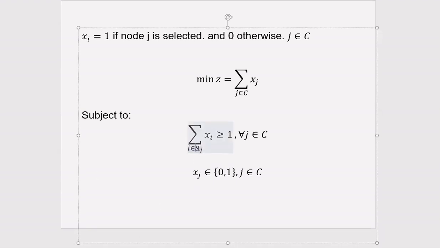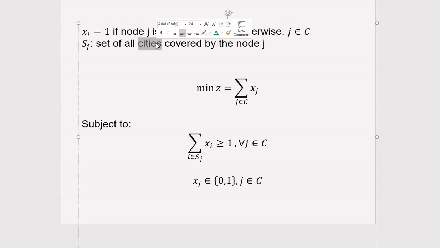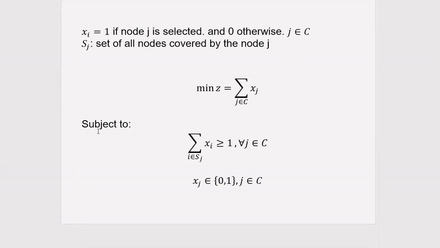Yeah. And then Sj needs a definition here. I'm going to add it here. So this would be very general: the set of all nodes covered by the node j. All nodes, sorry, not cities. So this is a generic format for the set covering problem.